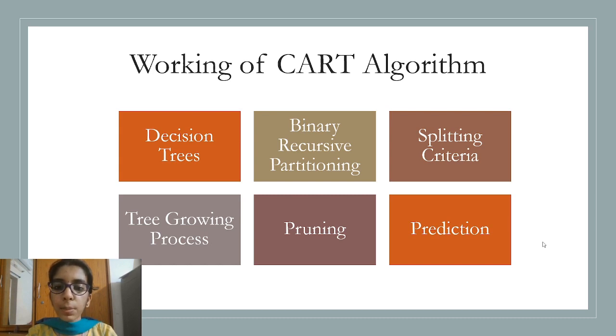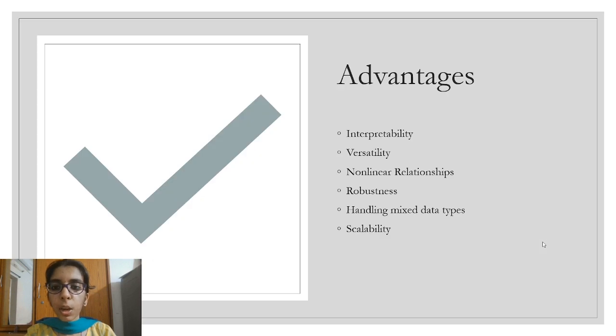These implementations provide user-friendly interfaces for training and evaluating CART models. Now let us discuss some advantages of the CART algorithm. Interpretability. CART produces decision trees that are easy to interpret and understand. Each split in the tree corresponds to a simple decision rule based on the input features, making it straightforward to explain the model's prediction to stakeholders and domain experts.